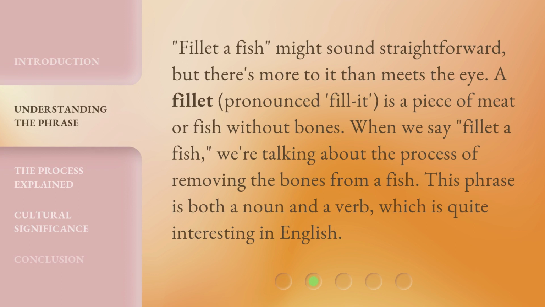Fillet of fish might sound straightforward, but there's more to it than meets the eye. A fillet, pronounced fillet, is a piece of meat or fish without bones. When we say fillet of fish, we're talking about the process of removing the bones from a fish. This phrase is both a noun and a verb, which is quite interesting in English.